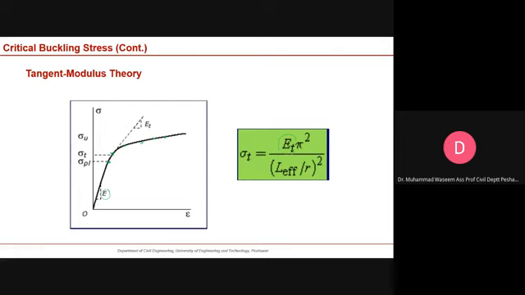And if we introduce this tangent modulus in the critical stress formulation, we call this theory the tangent modulus theory. We have already discussed that in the inelastic range you just have to introduce this term in the Euler formulation. This is called tangent modulus theory.